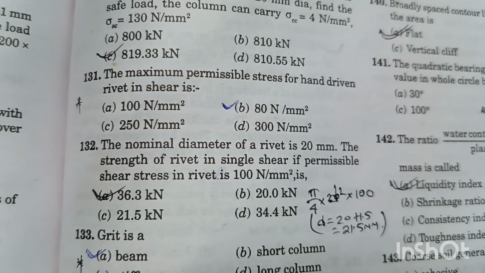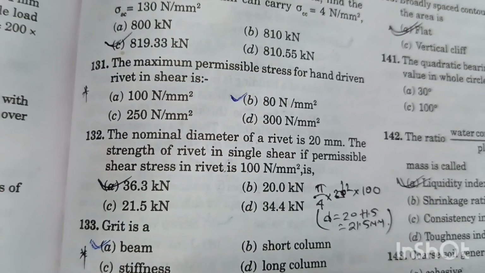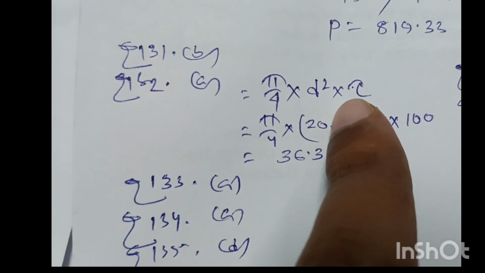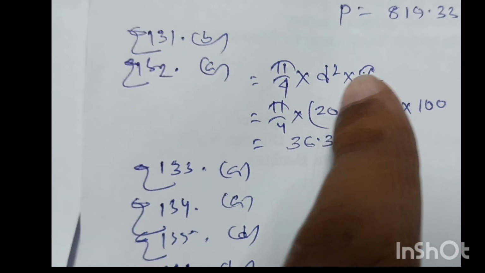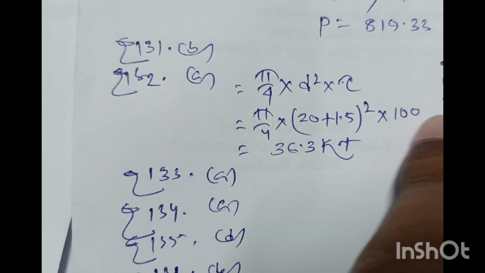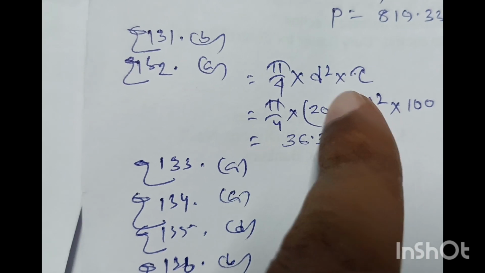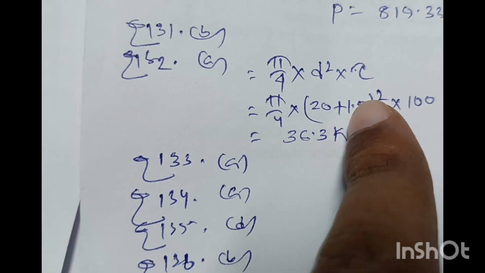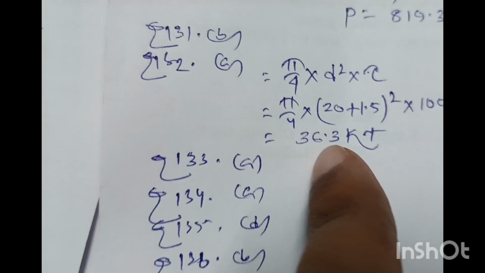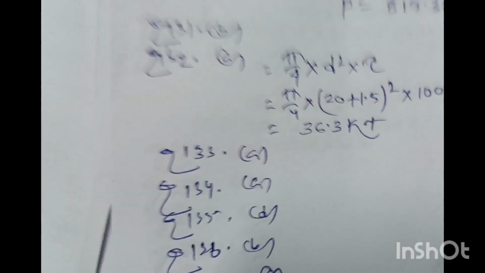Question number 132. The nominal diameter of a rivet is 20 mm. The strength of rivet in single shear if permissible shear stress in rivet is 100 Newton per millimeter square is. The shear strength of rivet in single shear will be pi by 4 into d square into tau. Tau is the shear stress in rivet and d is the diameter of the rivet hole, so it will be equal to 20 plus 1.5, and the shear stress in rivet will be 100 Newton per millimeter square. So if we put the value of them, we will get the value of shear strength equal to 36.3 kilonewton. Option C is the right answer.